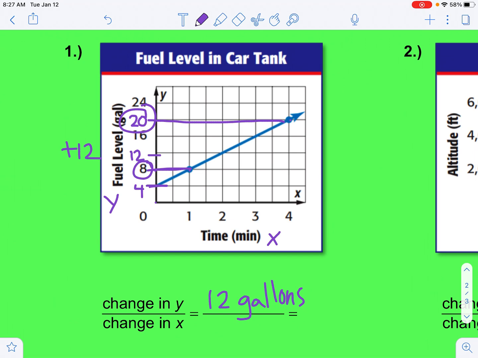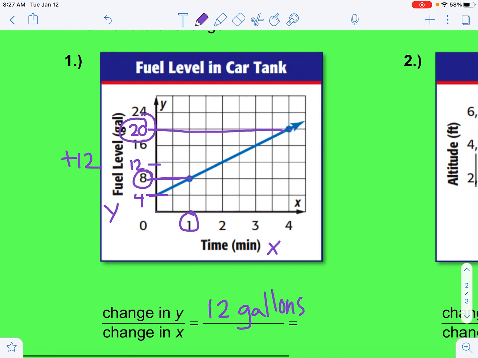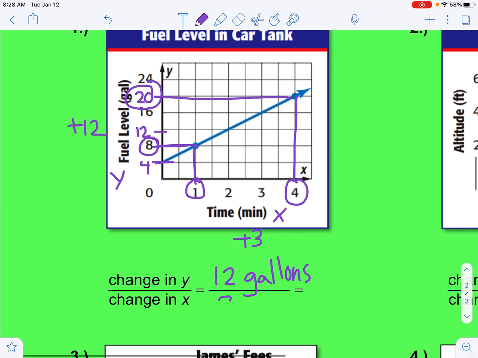And now let's look at our x values. We're going from 1 all the way to 4. Well, from 1 to 4, we're adding 3. So we're talking about 3 minutes.